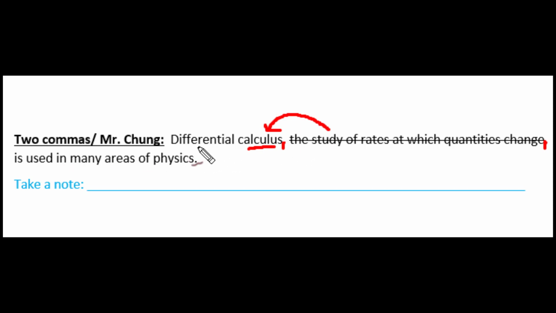Let's take a look. Differential calculus, that's a noun. Then we have a comma splice, the study of rates at which quantities change, comma, is used in many areas of physics. You can go ahead and cross this little mini definition off, and you're going to see that we still have a noun and a verb. The differential calculus is used in many areas of physics. Here's the ghost verb, and the verb is on the other side. Remember, Mr. Chung gives you the noun, a bunch of junk, and then the verb is separated by the comma splice.